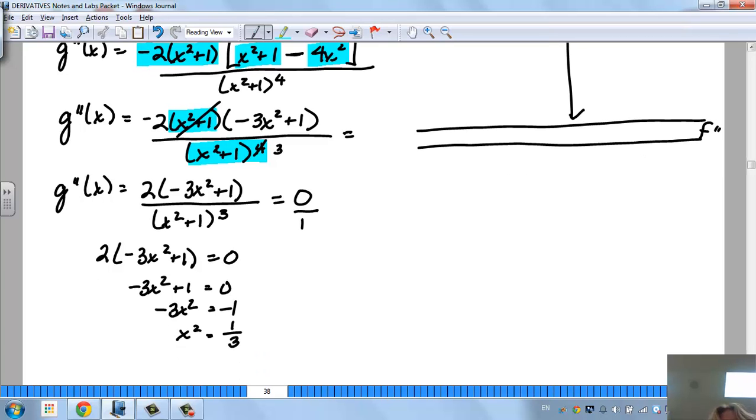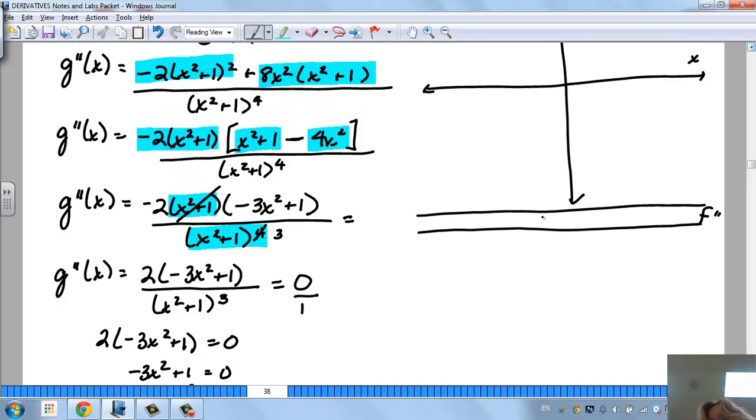And you have to remember, when you have a squared term, when you take the square root, it has to be plus or minus. So x is going to equal a positive radical 1/3, and x is going to be a negative radical 1/3. So that shows on our graph here, which is a very small number, by the way, I have a negative radical 1/3 here and a positive radical 1/3 there.